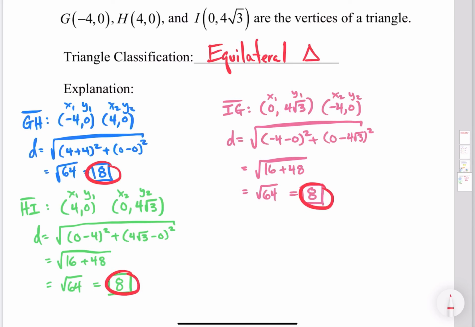All right, I hope this helped out. Go ahead and use the distance formula or the Pythagorean theorem to help you classify the length of each of these sides. And then in terms of acute, obtuse, or right, go ahead and use the Pythagorean relation.